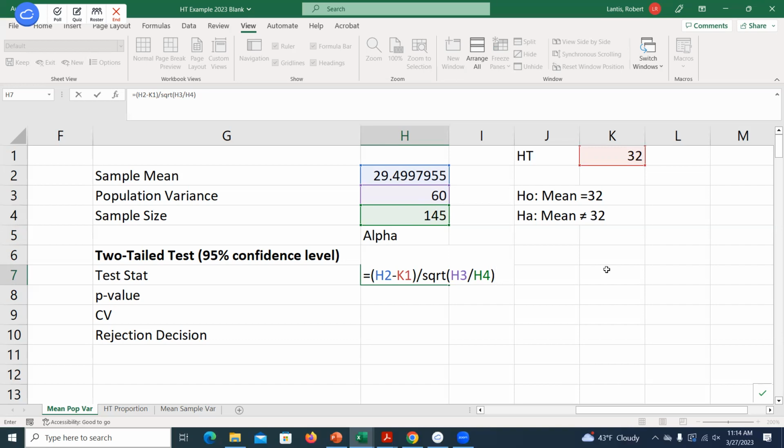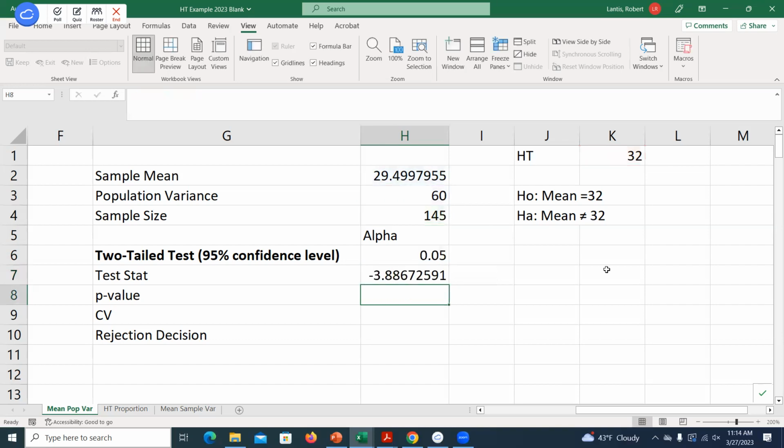So this should give me my test statistic. I get about negative 3.89. Now, we might not be super familiar with all these values yet, but it's pretty far away. Test statistics over 2 are pretty large. So I've got something that's 3.89 standard deviations below. What's the area to the left of that going to be pretty close to?